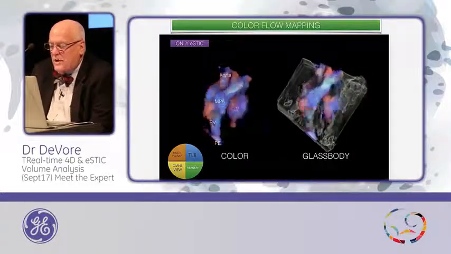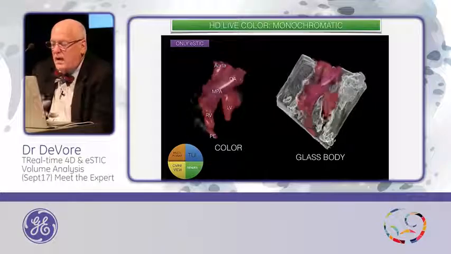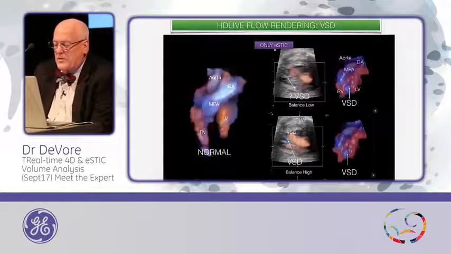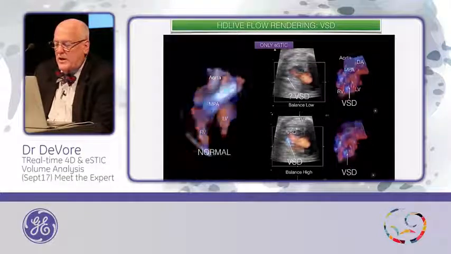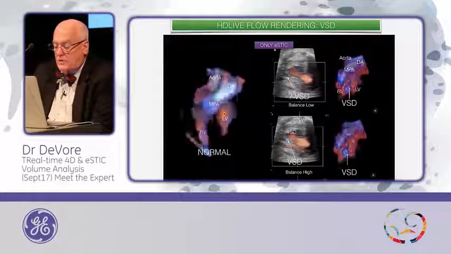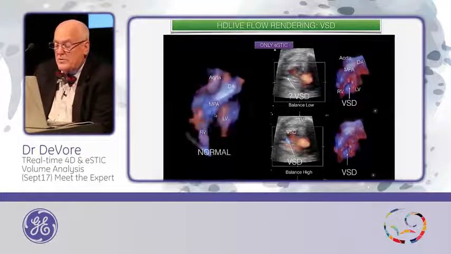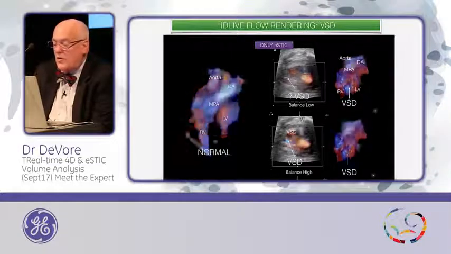Here's, again, the glass body representation. We can do glass body or we can do monochrome. Depends on what you want to take a look at. And here's an example of a VSD. Here's the 4 chambers, or I'm sorry, the 2 ventricular chambers. And we see there's a septal separation in normal heart.